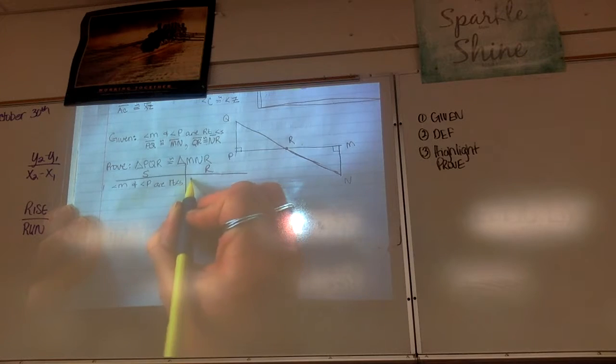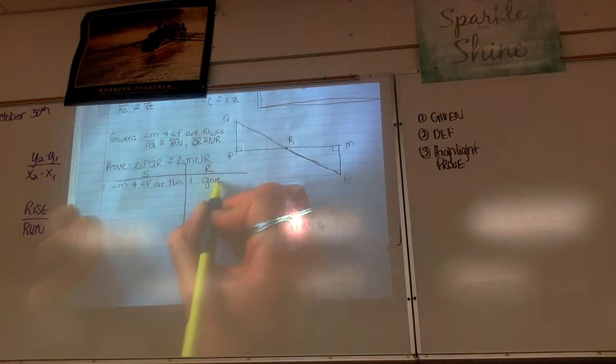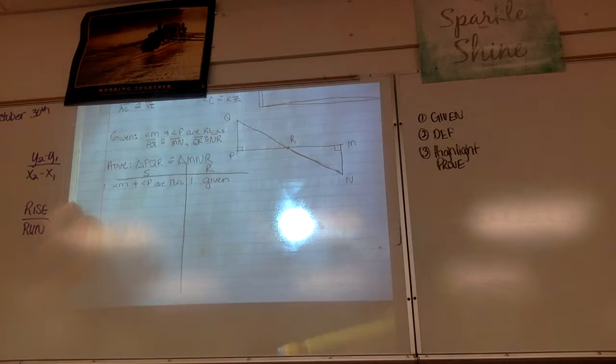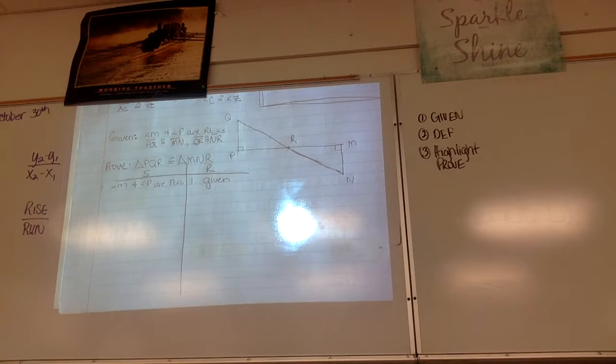For example, pause here for just a second. Angle M and P are right angles. Does this one need a definition? No, because it's already got the little symbol. Does it have a word? Yes. Right. Does this one need a definition? Yes, definition of right angle.